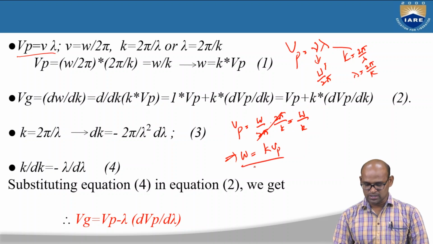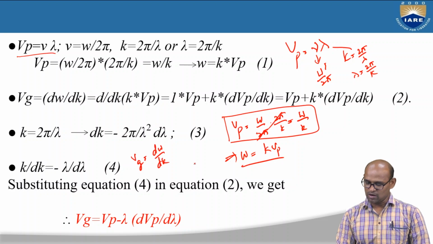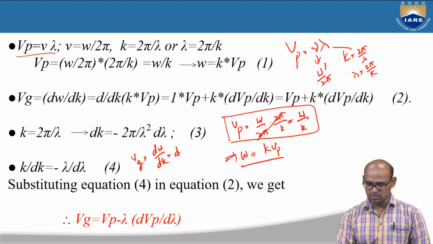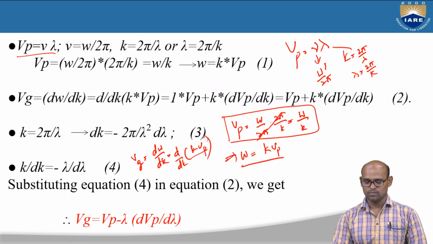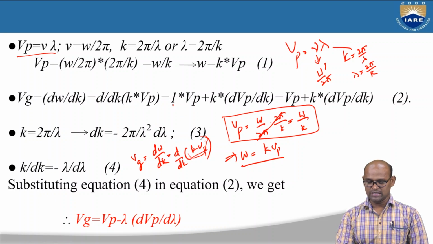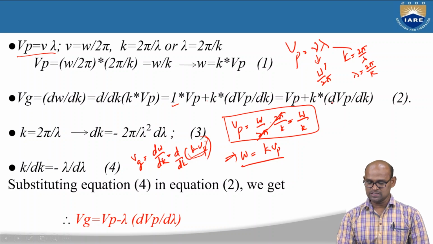I've used the equation for phase velocity to get the angular frequency. Now I'm going to use group velocity. Vg I know as d omega by dk. From the phase velocity equation, I know what omega is, so d by dk into omega. Omega is nothing but k into Vp, the phase velocity. So I am going to differentiate this product k into Vp. The differentiation is: first dk by dk is 1, into Vp, plus k into dVp by dk. So Vp plus k into dVp by dk.